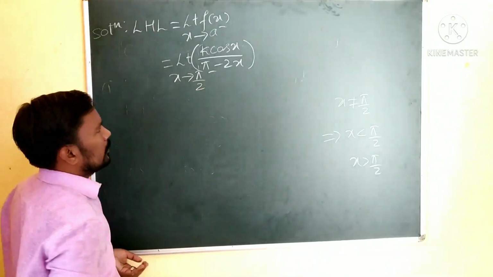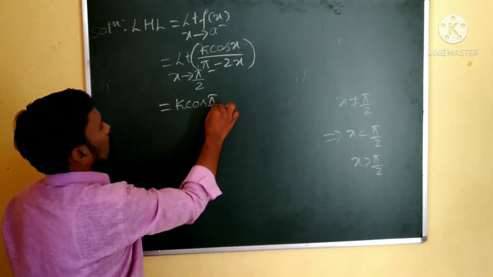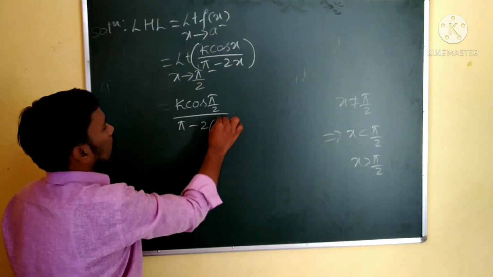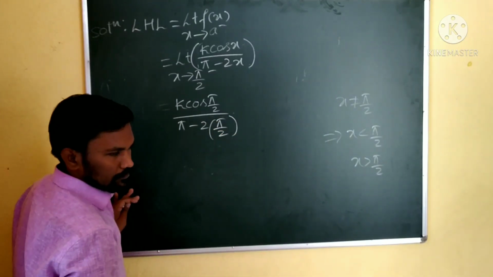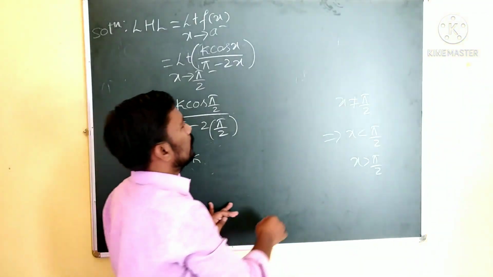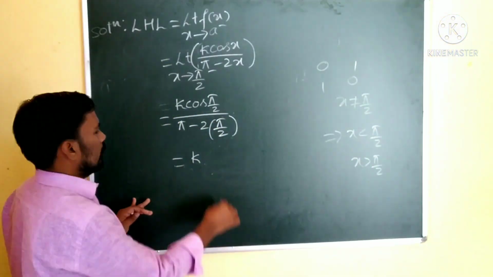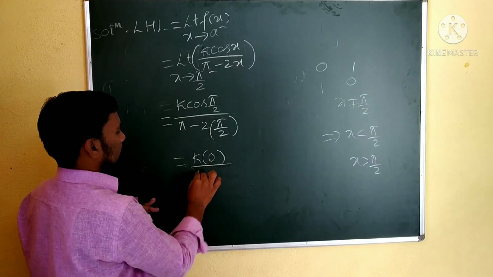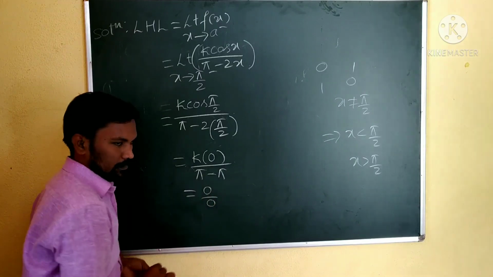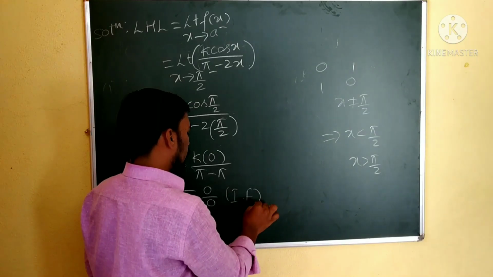Just replace x by pi by 2. It becomes k cos pi by 2 divided by pi minus 2 into pi by 2. So what is the cos pi by 2 value? The cos pi by 2 value is 0. K into 0 divided by pi minus pi. So we are getting 0 by 0 form, which is called an indeterminate form.